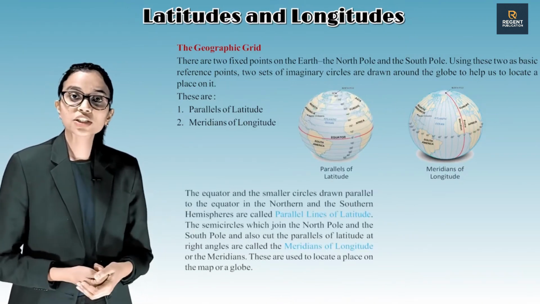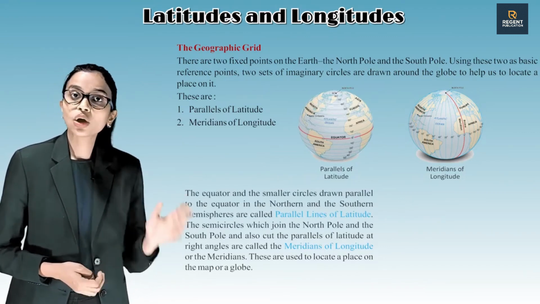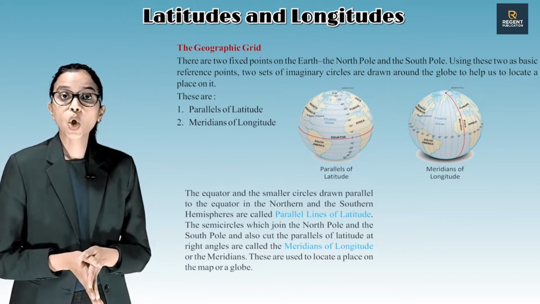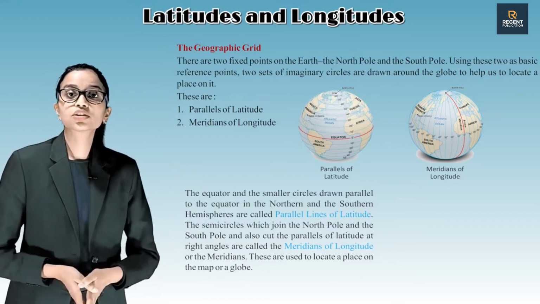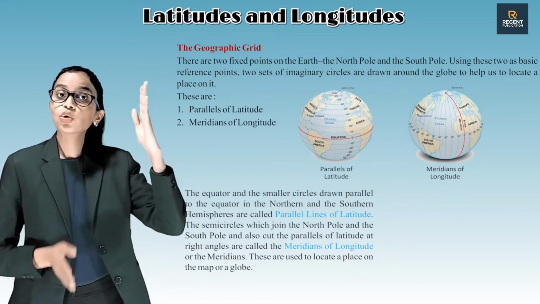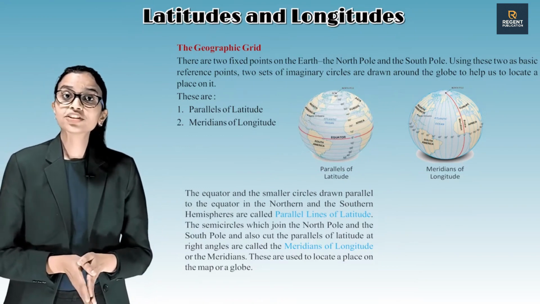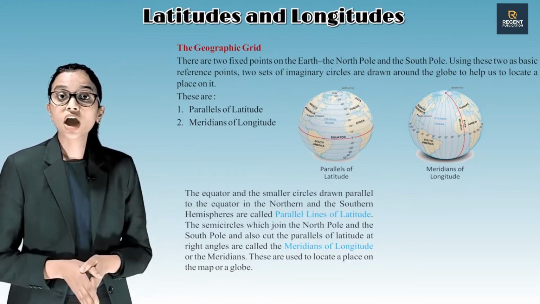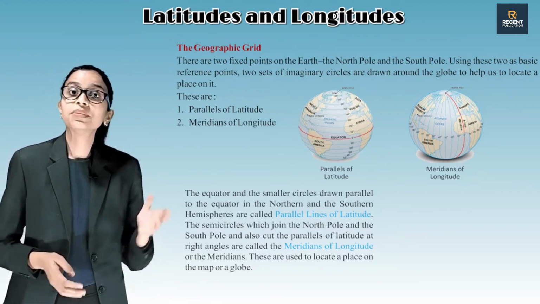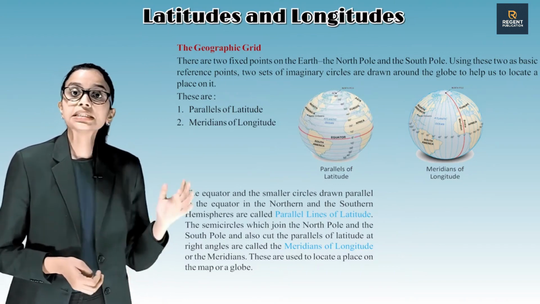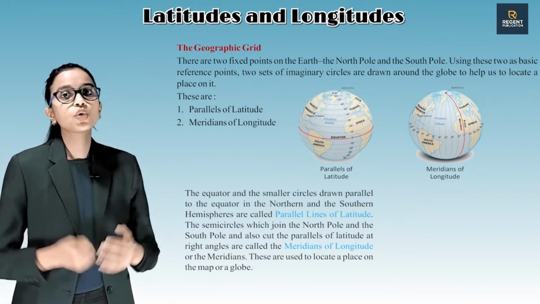The equator and the smaller circles drawn parallel to the equator in the Northern and the Southern Hemisphere are called parallel lines of latitude. The semicircles which join the North Pole to the South Pole and also cut the parallels of latitude at right angles are called meridians of longitude or the meridians. These are used to locate a place on a map or a globe.